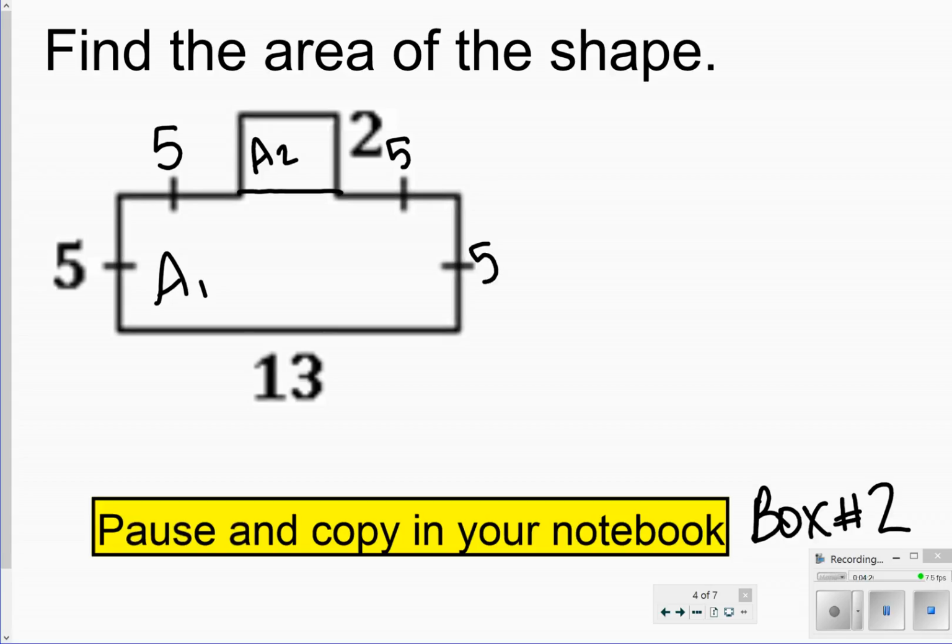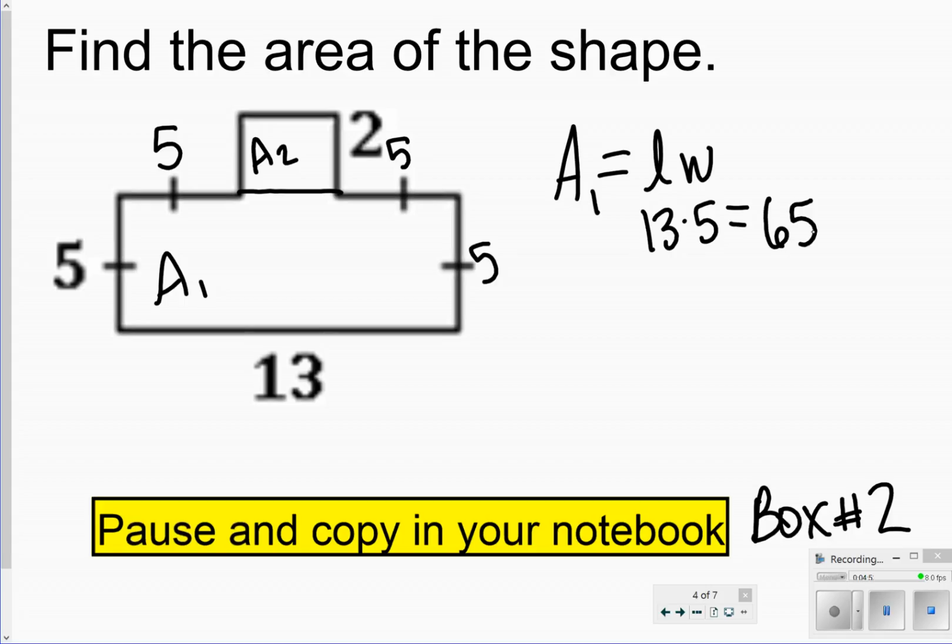Well, that helps because we can find the area of the first space easily. That would be length times width because it's a rectangle. And I'm going to use 13 times 5. Now, I know 13 times 10 is 130. So 13 times 5 is half of that. So half of 130 is 65. So that's a quick way to do it if you didn't have a calculator, but certainly feel free to use your calculator if you need to. So that's area 1, which is 65 units. We don't know what the measurement unit is.